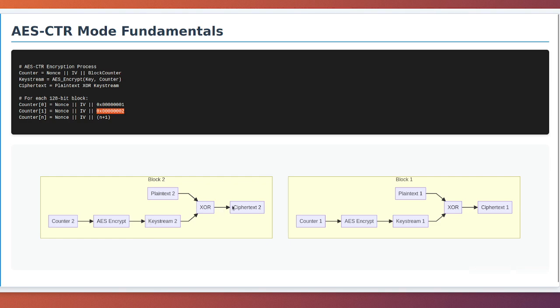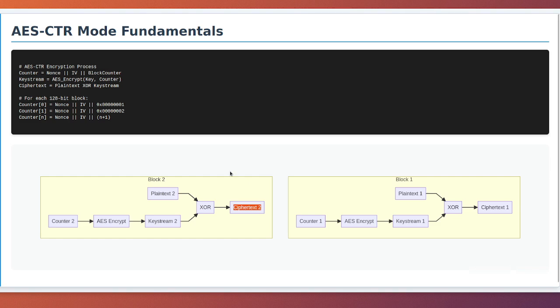Modern processors with AES-NI instructions can process 8 or even 16 blocks in parallel, achieving encryption speeds measured in tens of gigabits per second. This is why you will find AES-CTR in high-performance routers, firewalls, and VPN concentrators.